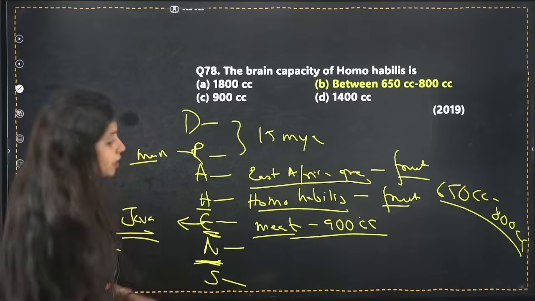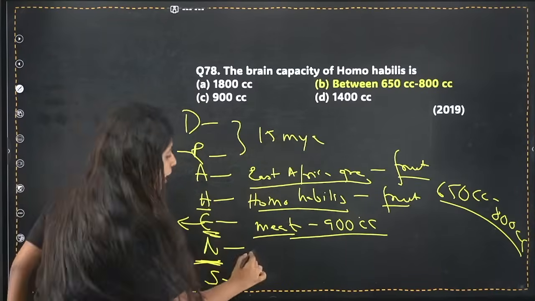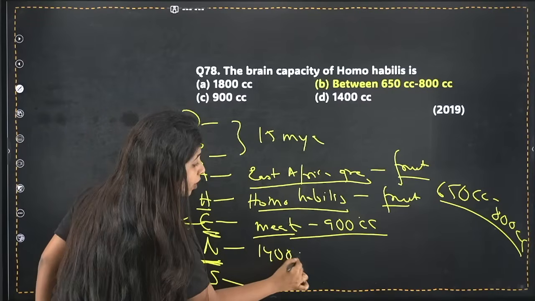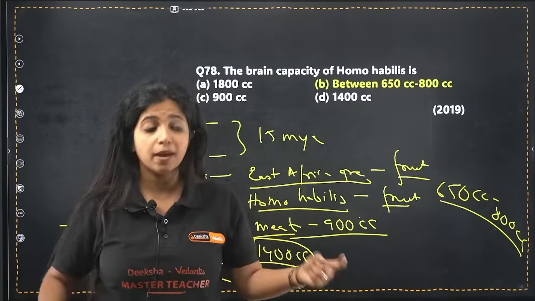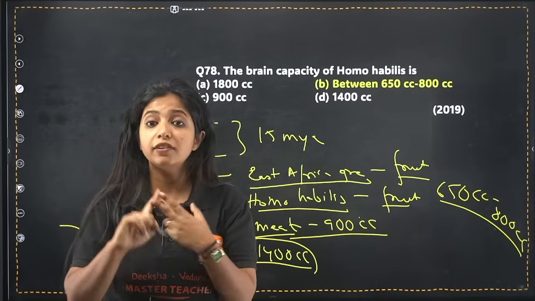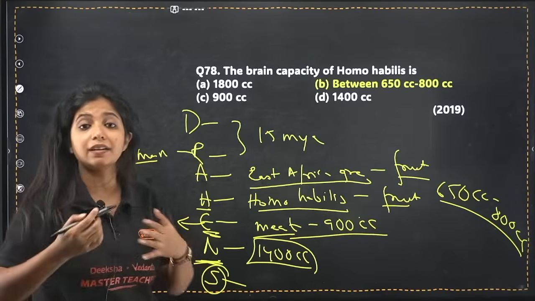Now we have Neanderthal man. Neanderthal man is basically the most important. Neanderthal man had 1400 cc cranial capacity, the highest of all of them. They buried their dead and they also covered their body. And then you have got Homo sapiens, that is us.